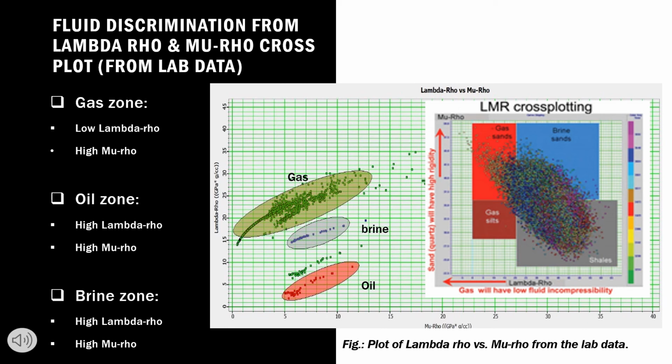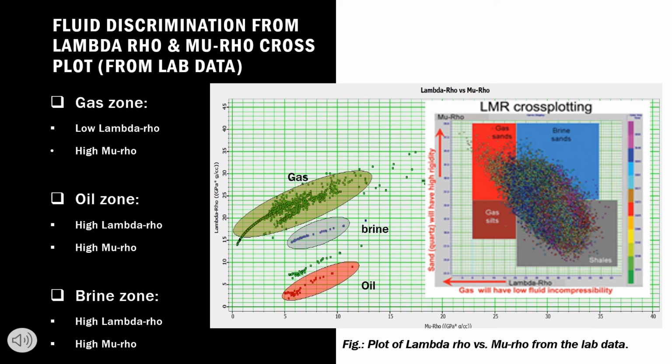has low Lambda-Rho because the presence of the gas in formation causes a significant decrease in its incompressibility. That is, the gas compresses easily when compared to oil and brine. And the oil zone and brine zone have almost the same response. Both are characterized by high Lambda-Rho and high Mu-Rho.